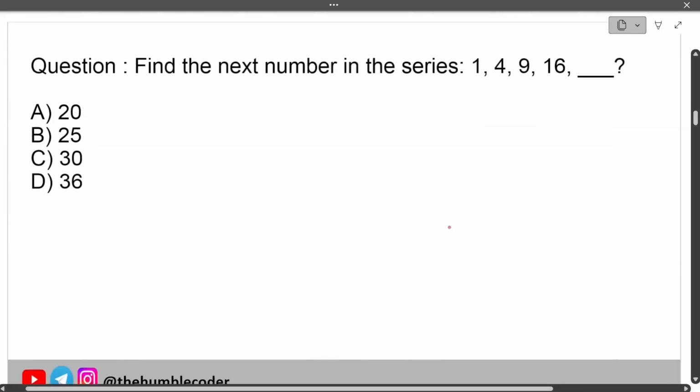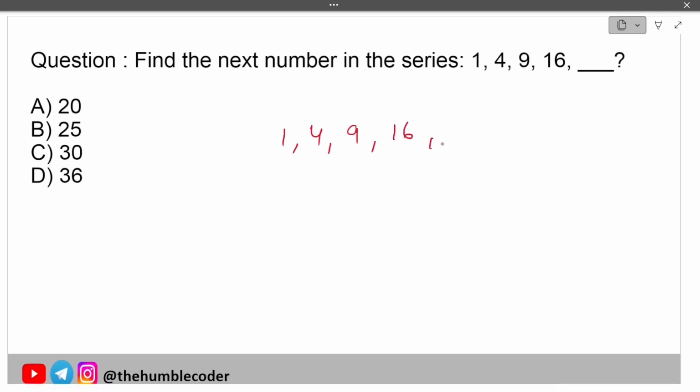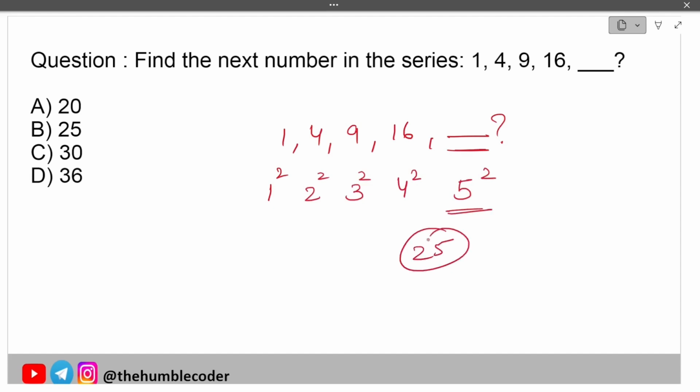We have a number series and we have to find out what will come next. So let's take this series 1, 4, 9, 16. Let's try to understand the pattern here. First one is 1 square, second one is 2 square, third one is 3 square, fourth is 4 square. So what will come next is 5 square, which is going to be 25. The correct answer is going to be option B, that is 25.